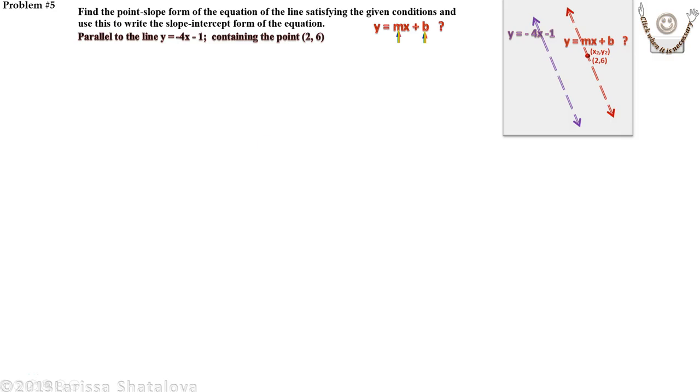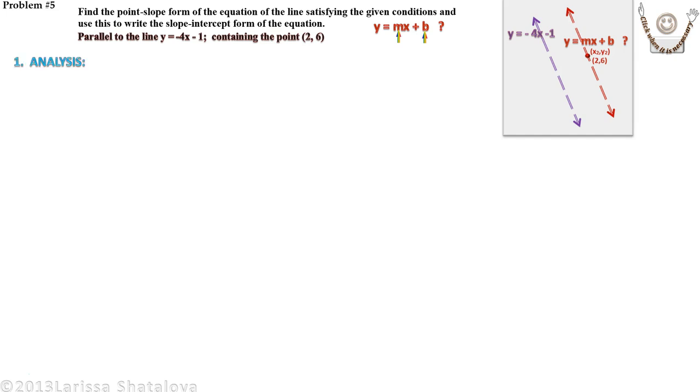Problem number 5. Find the point-slope form of the equation of the line satisfying the given conditions and use this to write the slope-intercept form of the equation. Our line is parallel to the line with equation y equals negative 4x and negative 1, and our line contains the point with coordinates 2, 6. And we have to show our answer in slope-intercept form, y equals mx plus b.